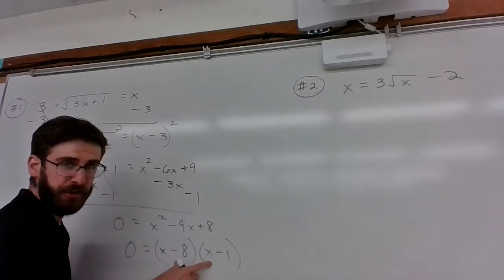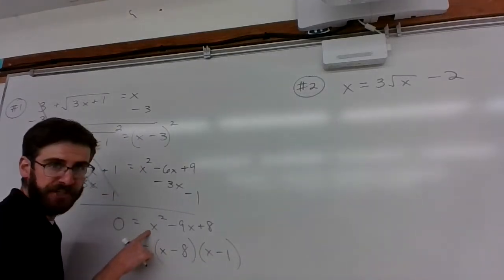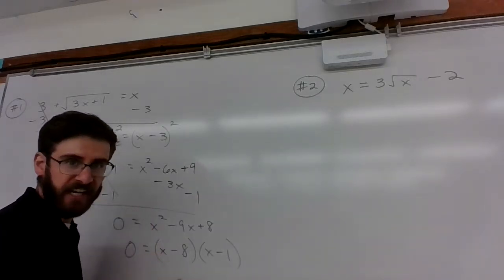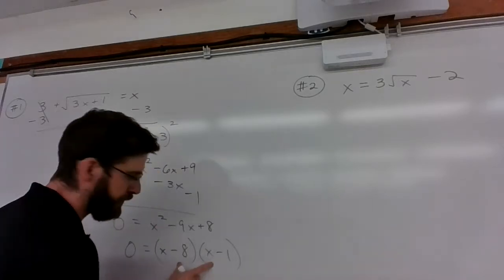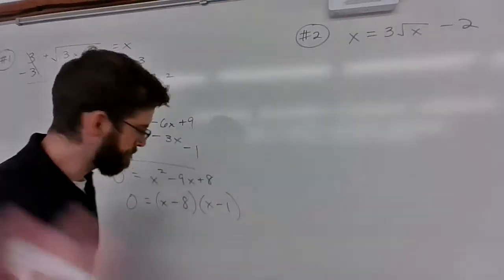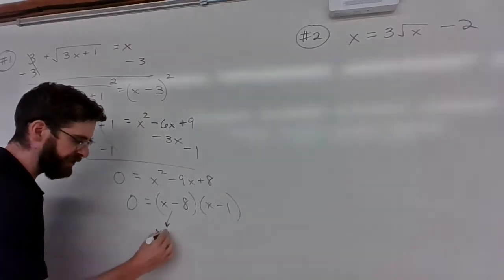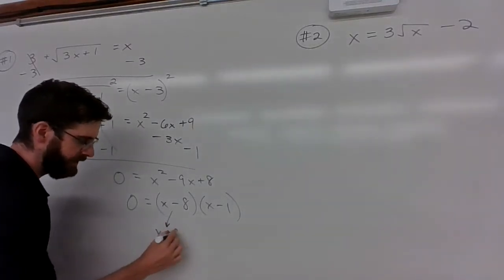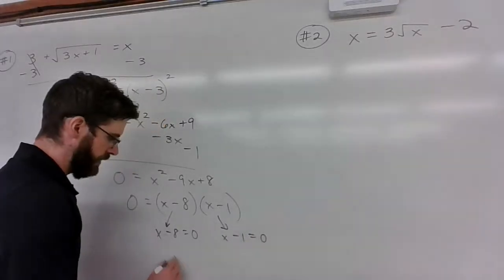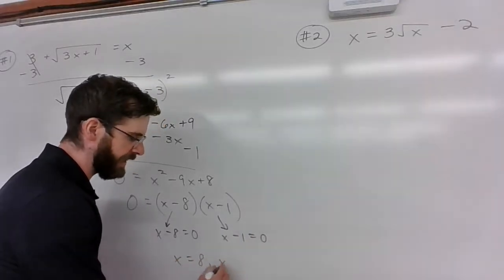This is a shortcut you can do if the leading coefficient of the polynomial is 1. If it's 1, you can find out those two special numbers and just plop them in with x in the equation. So once we get there, we're going to solve these equations. X minus 8 equals 0, x minus 1 equals 0. And you're left with x equals 8 and x equals 1.